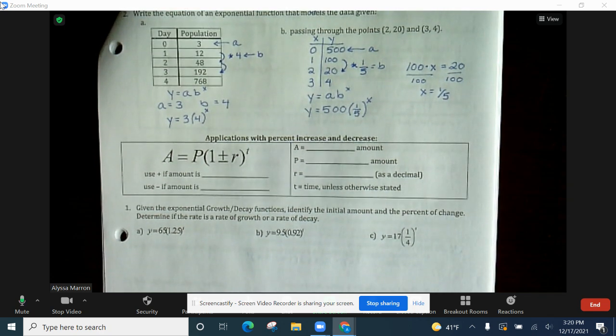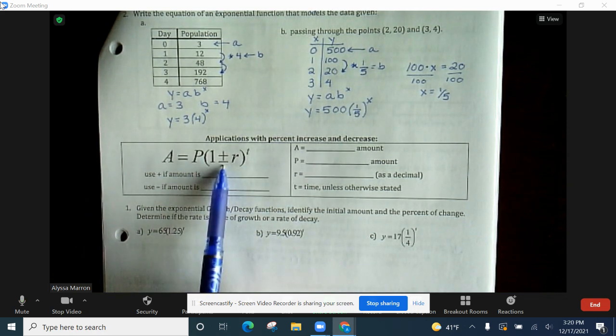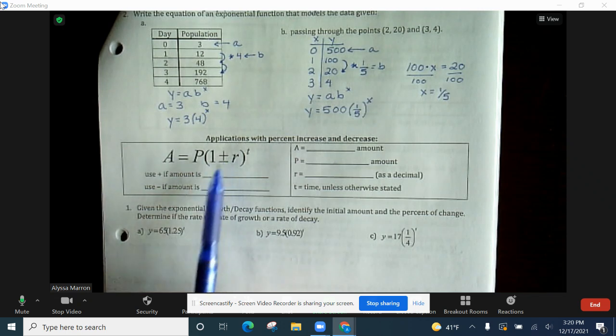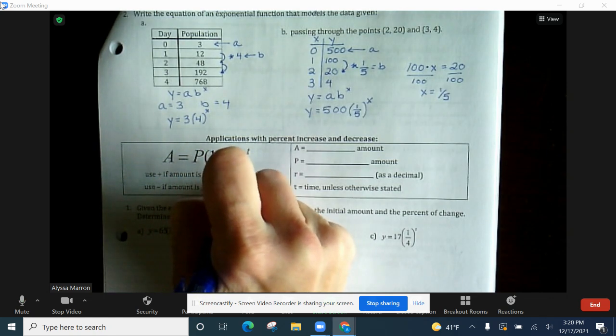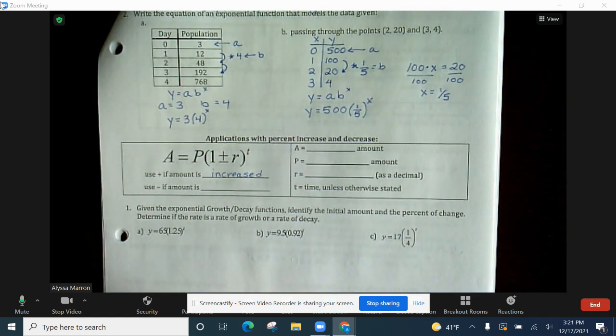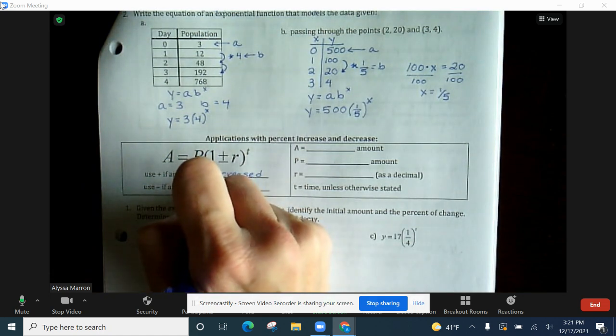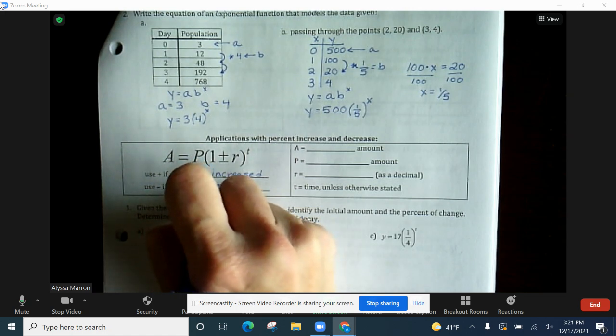Next, we are going to look at applications with percent increase and decrease. This is an equation that you saw back from Algebra 1. This formula does have a plus and minus in it. It's not going to have both. It's going to be one or the other. If you have an amount that is going up or being increased, we're going to use plus. If you have a value depreciating, losing value, going down, we're going to use subtraction if the amount is decreased.